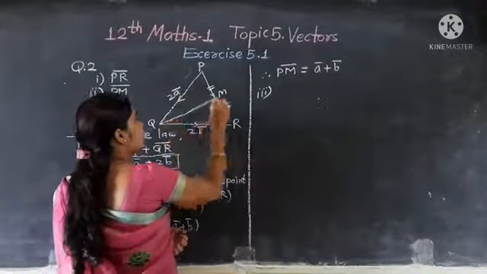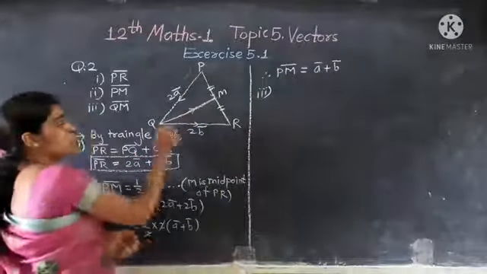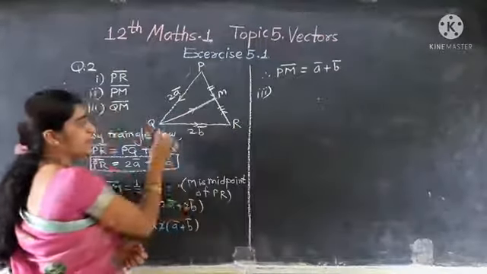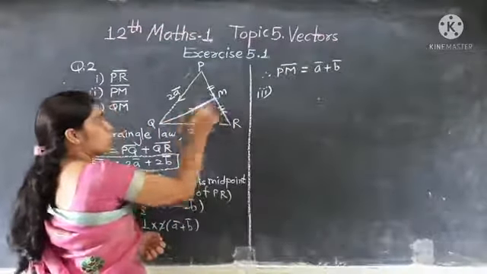I want QM bar in this direction. So how do we find QM bar? QR bar plus RM bar in this direction. So we get QM bar.